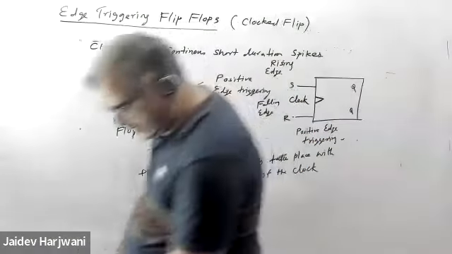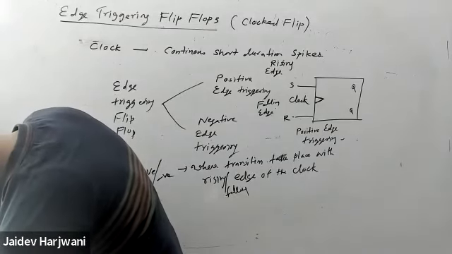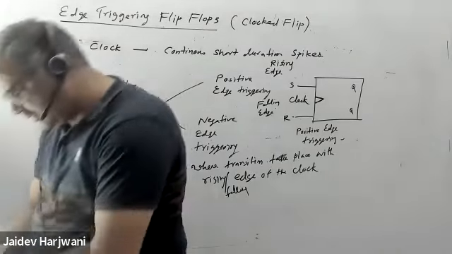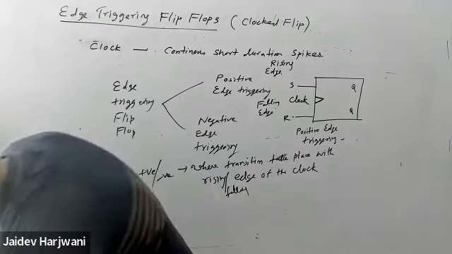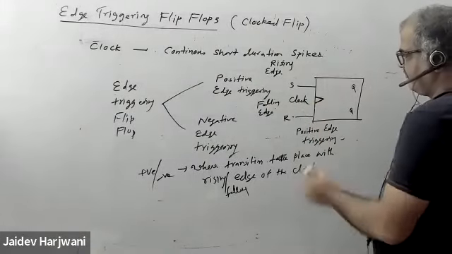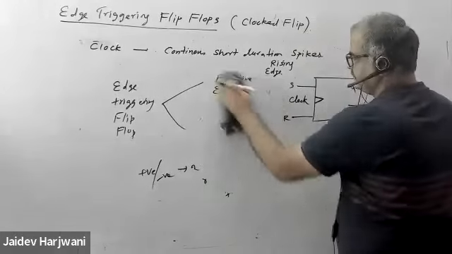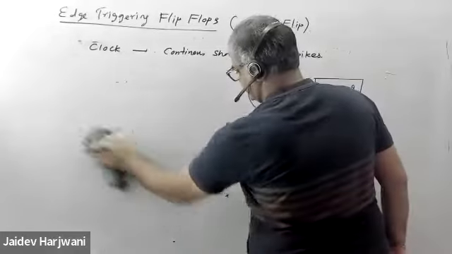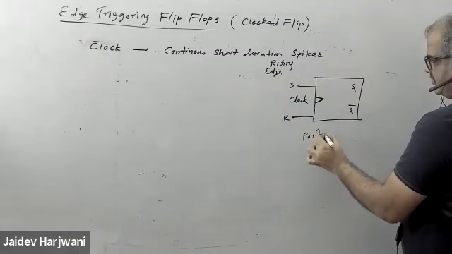Okay, now what about negative? Negative is just the same, only we'll put one bubble outside. Okay, so correct. So this is your positive edge SR flip flop. सर ये दोनों Q या Q bar, Q bar है. So this is your positive edge trigger.